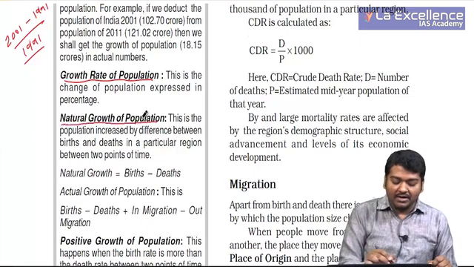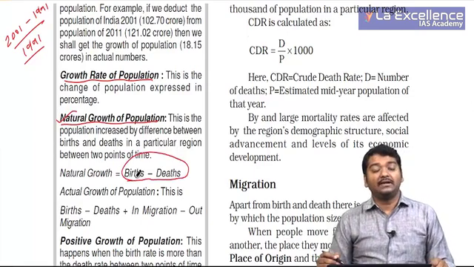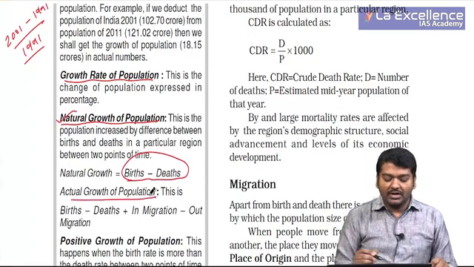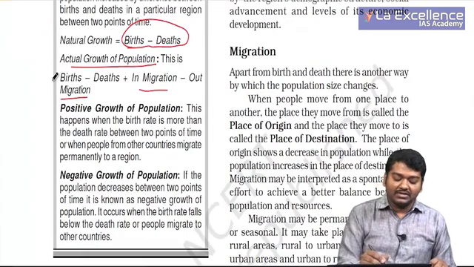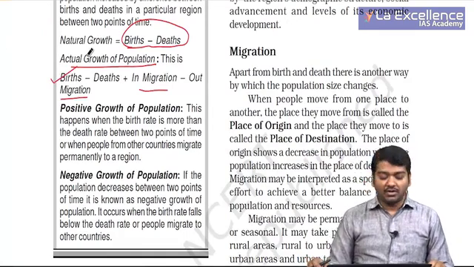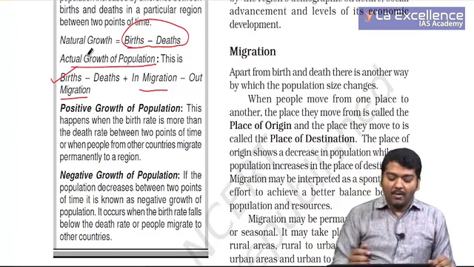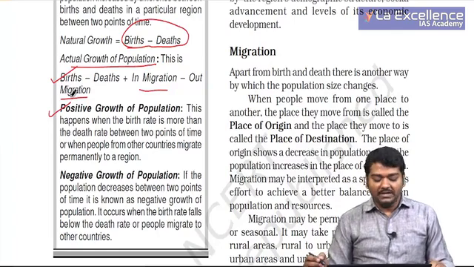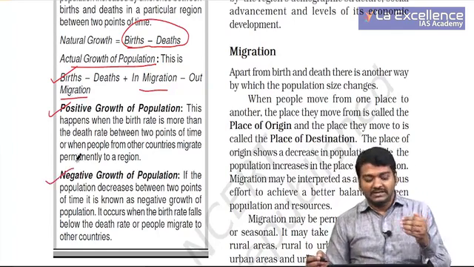Natural growth rate usually means we consider only births and deaths. Actual growth rate of population means we are also trying to include migration as well. Today you cannot consider only natural growth, we have to consider the actual growth of population as well. Positive growth of population means it is increasing. Negative growth of population means it is decreasing.